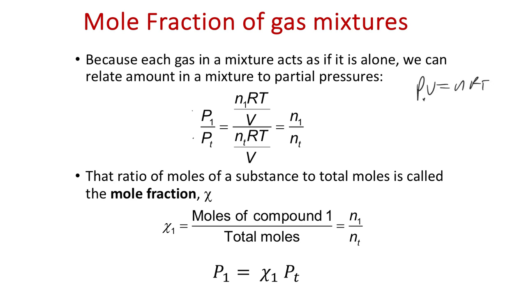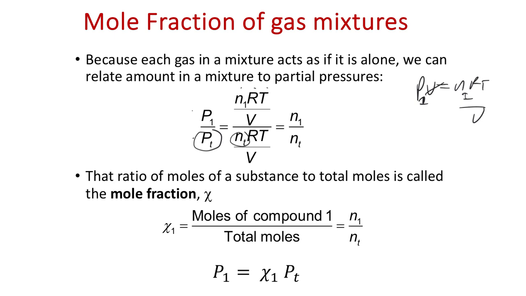So the pressure of component 1 relates to the moles of component 1, and so P1 would be nRT divided by V. So the partial pressure of component 1 would equal the moles of component 1 times RT divided by V. And then the total pressure of the container would be the total number of moles times RT divided by V.